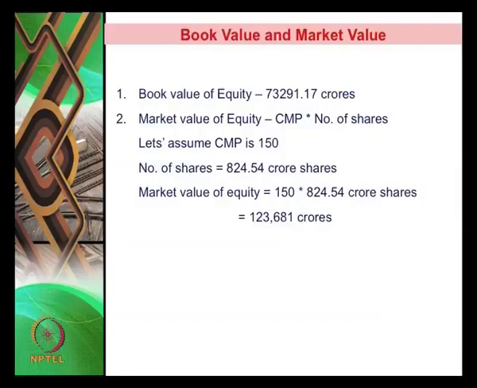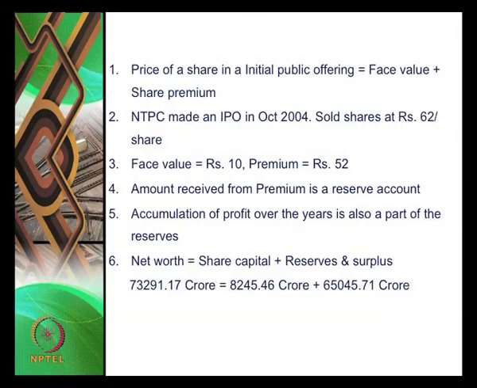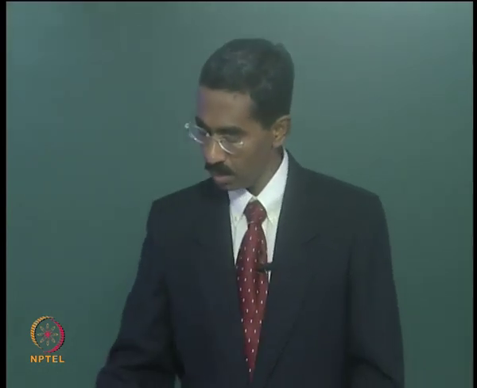73,291.17 crore. Now let us try and distinguish between the book value and the market value of net worth. The figure that we just saw, 73,291.17 crore, is an amount that is indicated in the balance sheet of the firm. In essence, this is the value that the company's books of accounts indicate the net worth to be. So the value of net worth that we see in the balance sheet is called the book value of net worth.